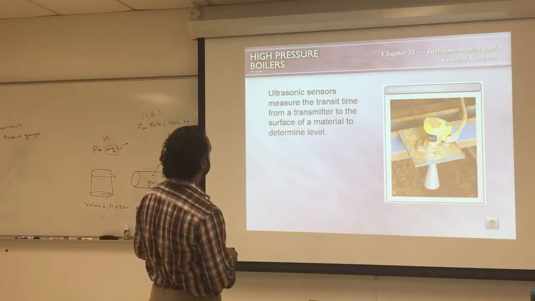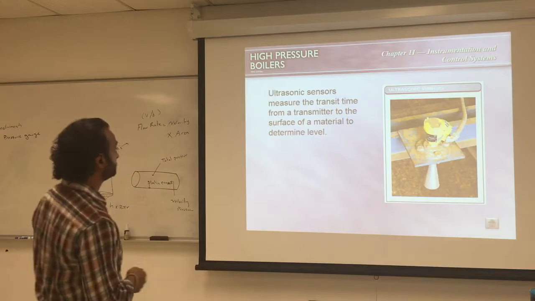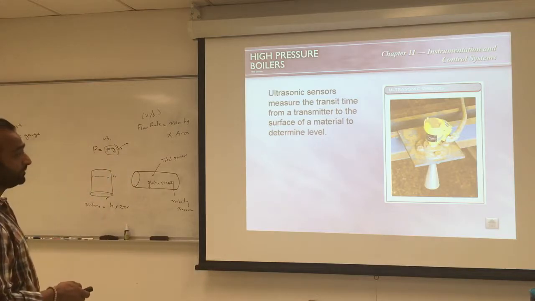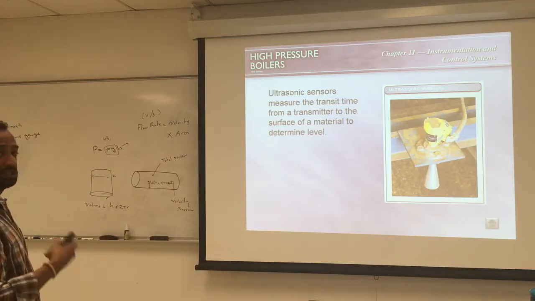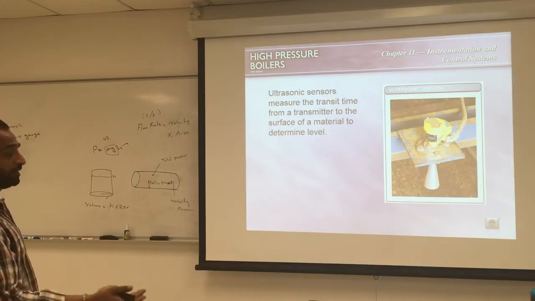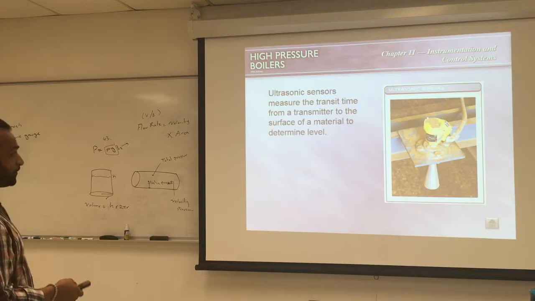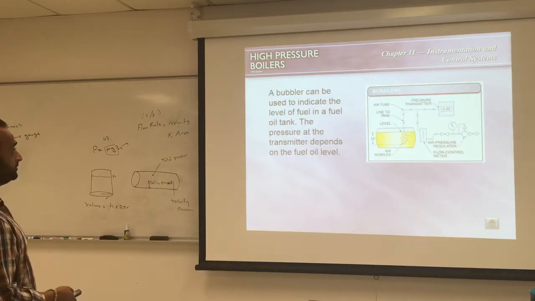More instruments. Again, it's for level. So basically, it's an ultrasonic. It sends a signal to the level of the fluid and tells you how high the fluid is. Bubbler is another way to know the pressure inside the tank.